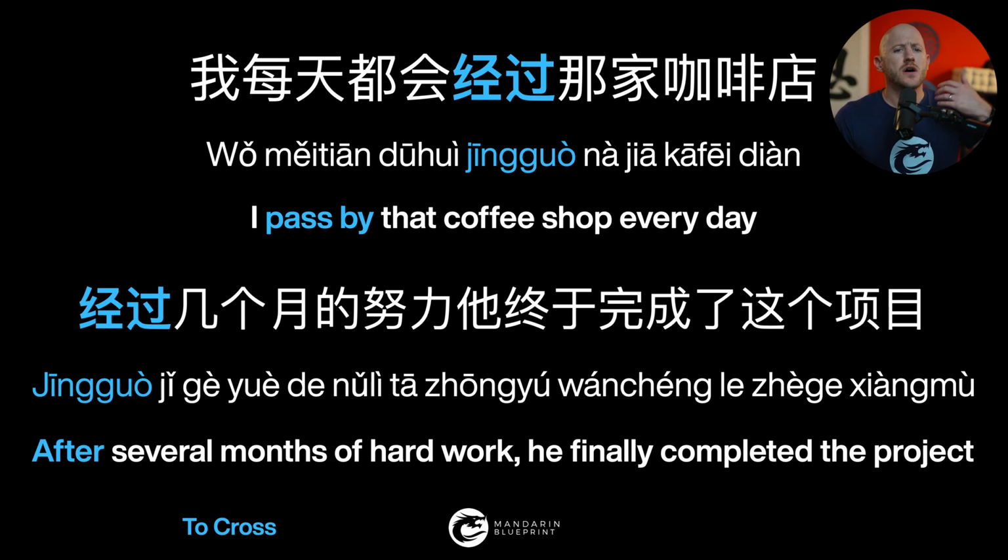That's literally passing by it, but you could also use it metaphorically like this. 经过几个月的努力，他终于完成了这个项目. Oh, okay, after several months of hard work, so going through the hard work, he finally completed the project. So if I didn't see 经过 in a sentence like that, I would just see to pass or to go through or to pass by. That's not enough. You need to see it in the context of sentences, which is why you have to keep moving beyond the context of what you're currently in.